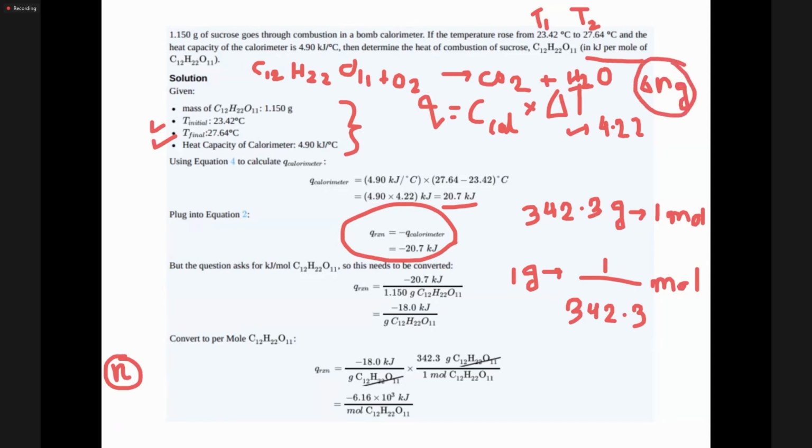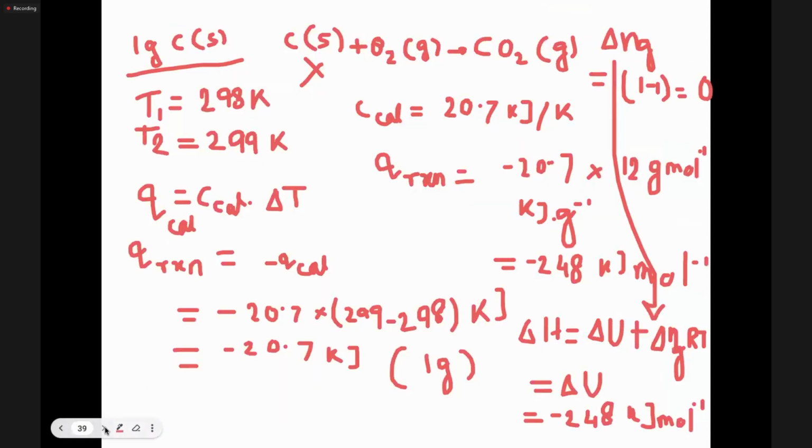If you calculate delta Ng, you can easily calculate the delta H, that is the change of enthalpy of the reaction, because you have the delta U over here. If you have the Q reaction, delta U is already given to you, and now you have to calculate delta Ng into RT. R is known to you, and delta Ng will be derived from this sucrose equation. Lastly, we have T as the initial temperature, that is 23.42 plus 273 Kelvin. From there, we will be able to calculate the delta H of the reaction, that is the change in enthalpy.